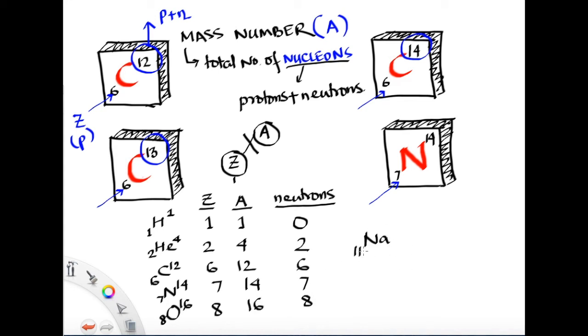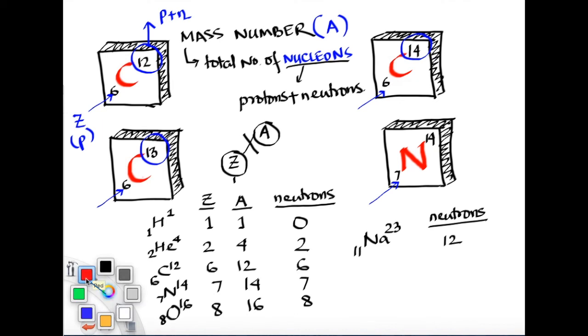Okay, it's not necessary that your protons and neutrons are going to be equal. Say in the case of sodium, atomic number is 11 and the mass number is 23, so definitely protons is 11, protons plus neutrons is 23, so we have 12 neutrons.